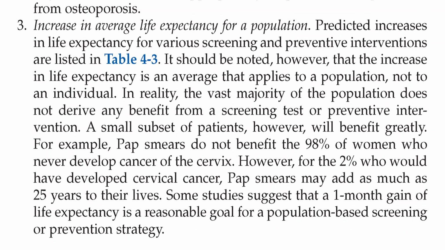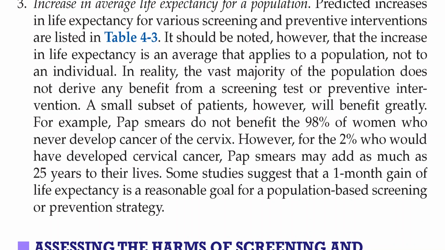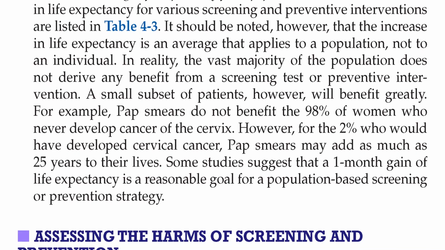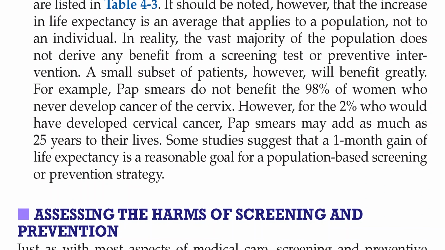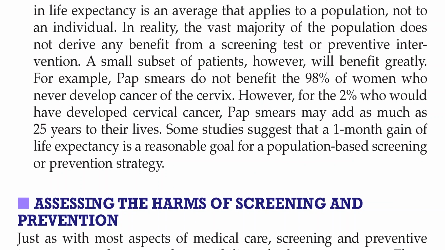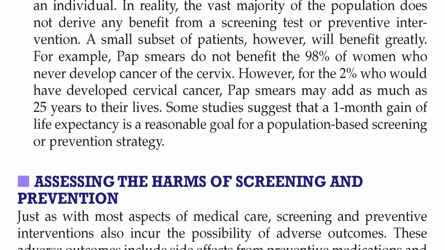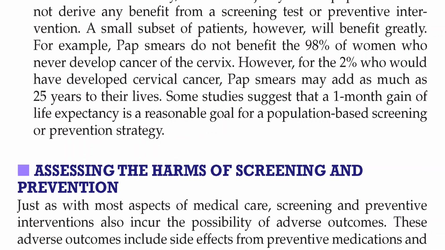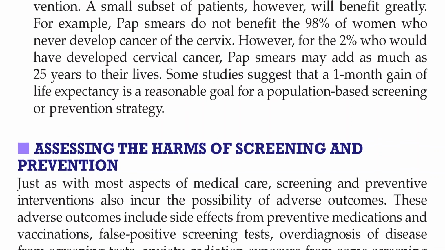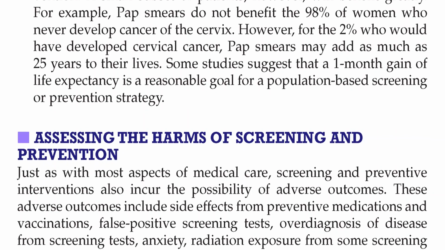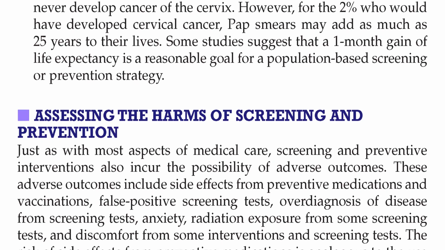In reality, the vast majority of the population does not derive any benefit from a screening test or preventive intervention. A small subset of patients, however, will benefit greatly. For example, Pap smears do not benefit the 98% of women who never develop cancer of the cervix. However, for the 2% who would have developed cervical cancer, Pap smears may add as much as 25 years to their lives. Some studies suggest that a one-month gain of life expectancy is a reasonable goal for a population-based screening or prevention strategy. Assessing the harms of screening and prevention.